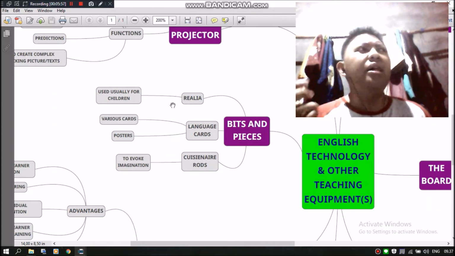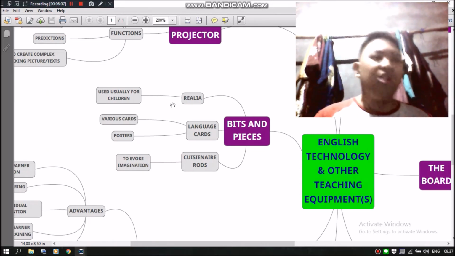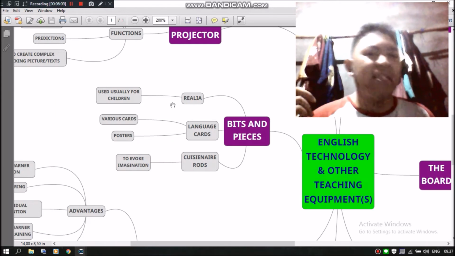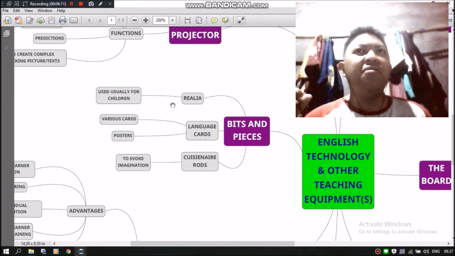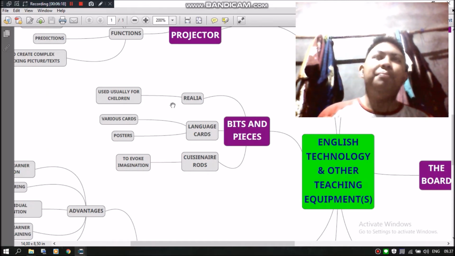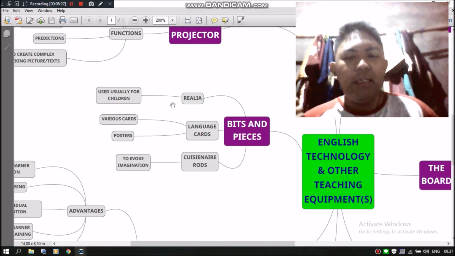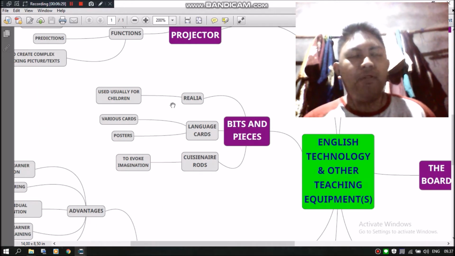For example, when we teach kindergarten students, we can't show them a whole car or a whole airplane. So we need realia to make them understand the concept of car and airplane by showing them a miniature realia of car or airplane, so they can understand it better. So yeah, it is mainly used for children.